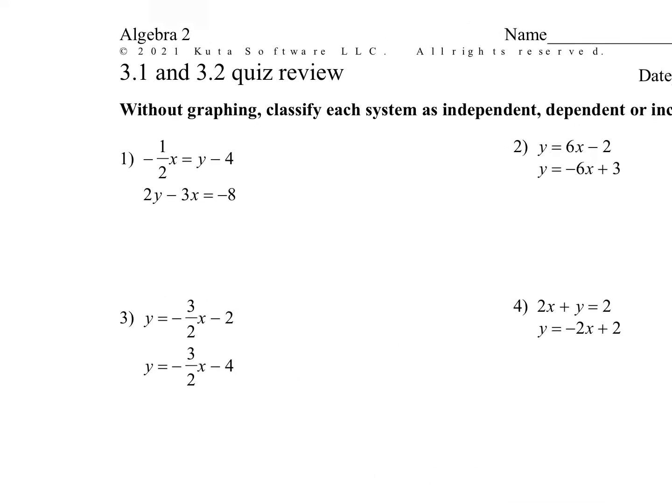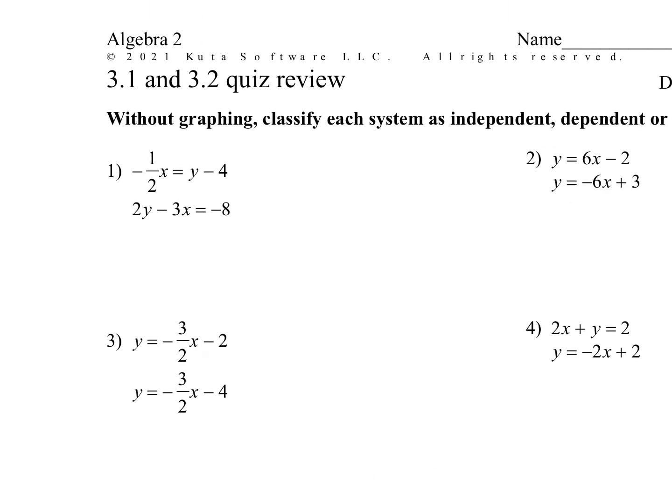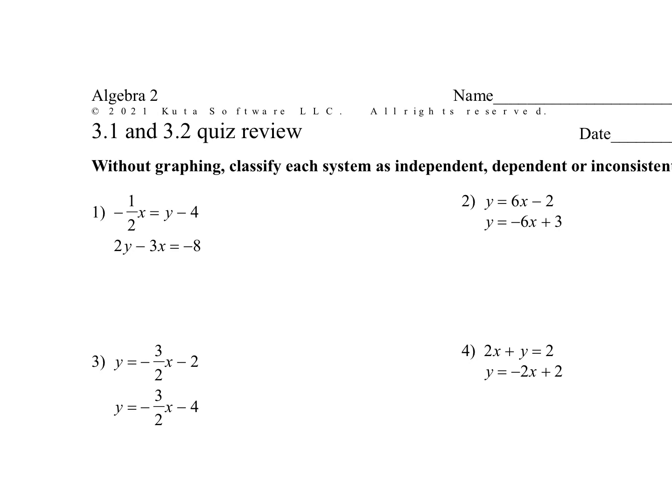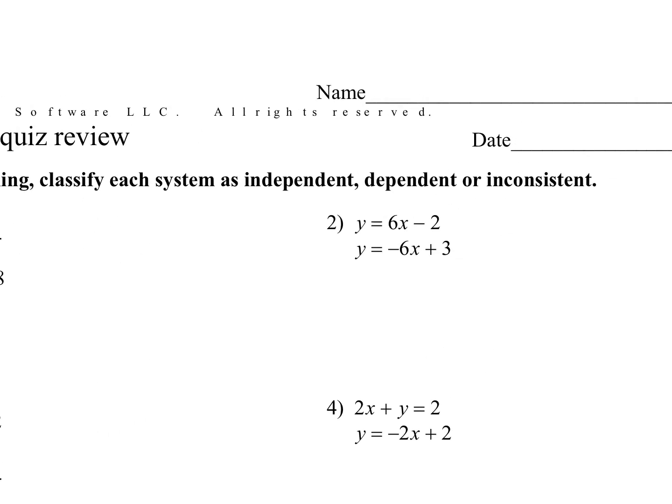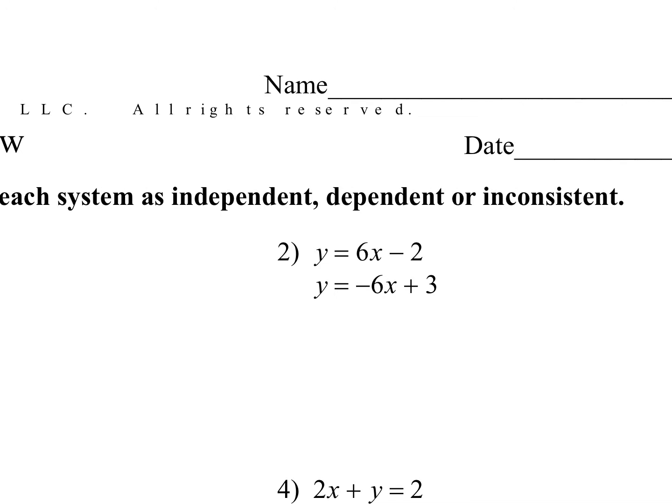So your quiz tomorrow is on 3.1 and 3.2. The first section says, without graphing, classify each system as independent, dependent, or inconsistent. So remember, this deals with the slopes and y-intercept. So what do we know about the slope and the y-intercept if it's independent?